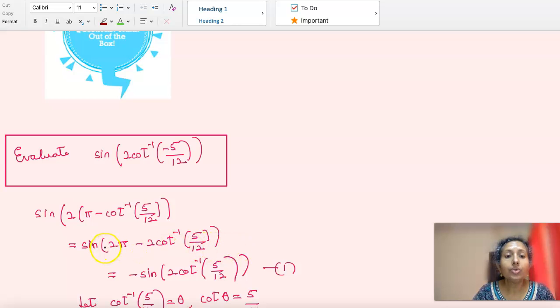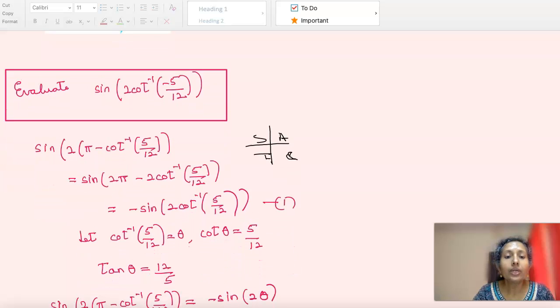Now, you know that sine of 2 pi minus theta, we are in the fourth quadrant. So in the fourth quadrant, sine is negative. So this becomes minus sine. Here only cos is positive in the fourth quadrant. So this becomes minus sine 2 cot inverse 5 by 12.